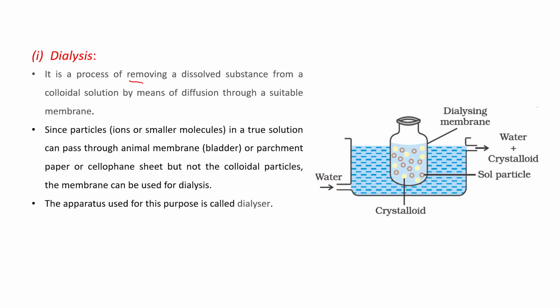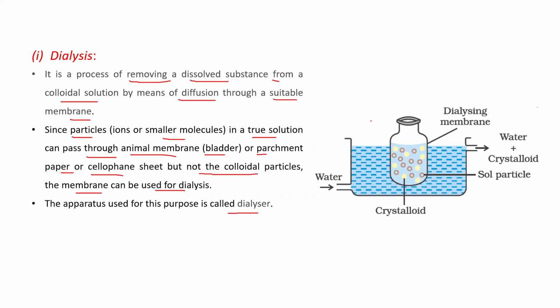It is a process of removing a dissolved substance from a colloidal solution by means of diffusion through a suitable membrane. Now, what type of membrane will we use? Particles, that is ions or smaller molecules in a true solution, can pass through animal membranes like bladder, parchment paper or cellophane sheet, but not the colloidal particles. That's why these membranes are used for dialysis. And the apparatus used for this purpose is called a dialyzer.